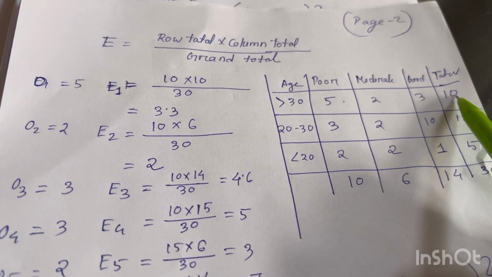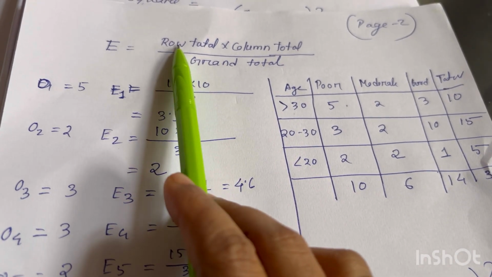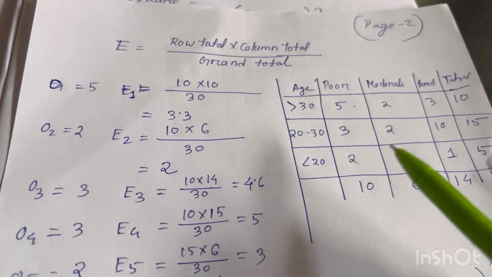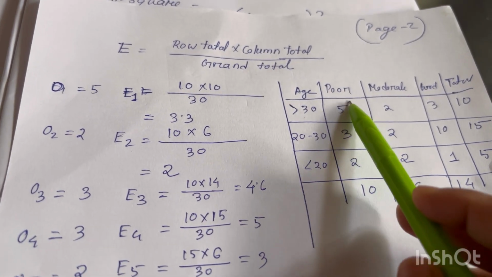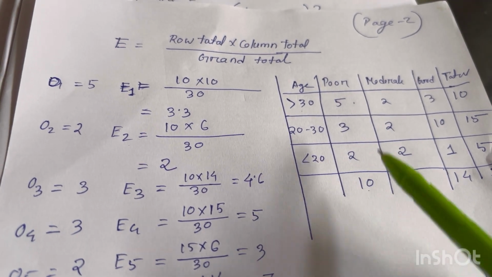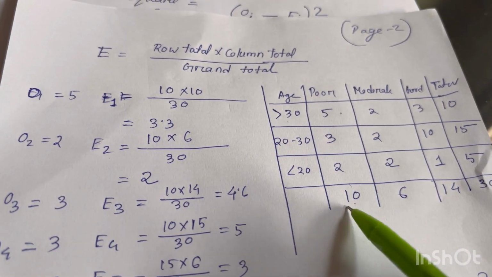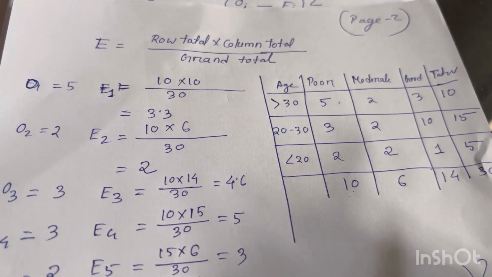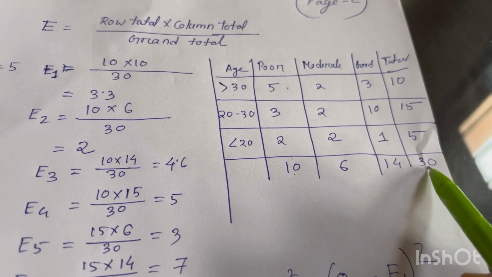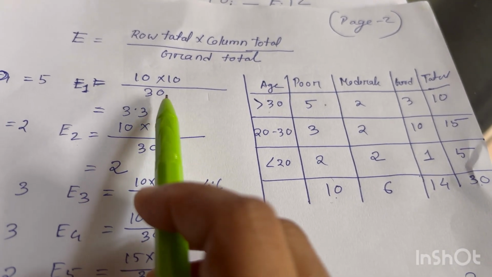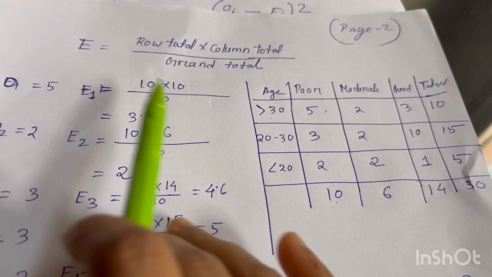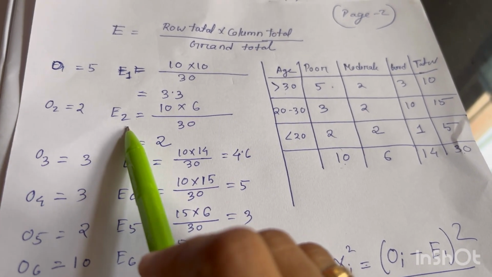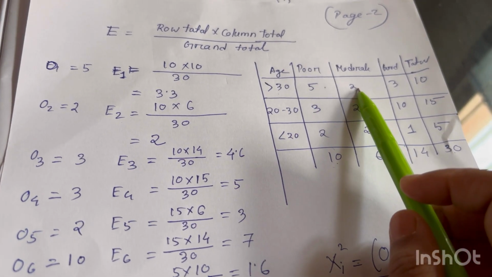The total of this row is 10. So we place 10, because it is written here, row total. So 10 into column total. This particular value falls in this column. What is the total of this column? That is 10. So we write 10, divided by grand total. Our grand total is 30. So we write 30. If we calculate this, we will get 3.3. Again, we have to calculate the expected frequency for observed frequency number 2.